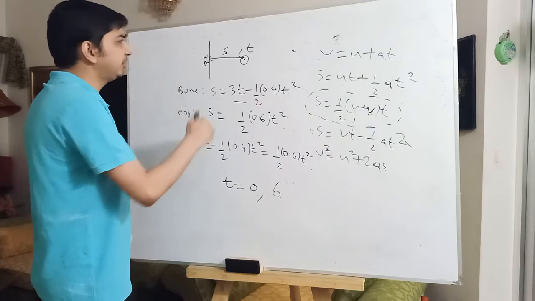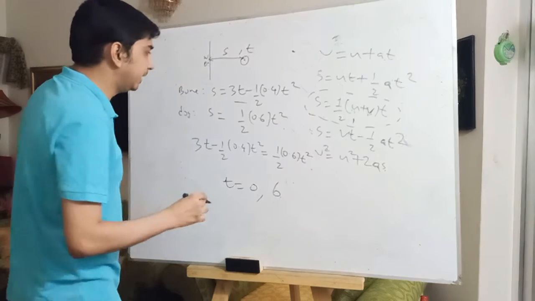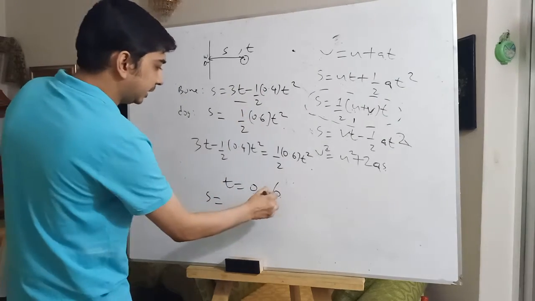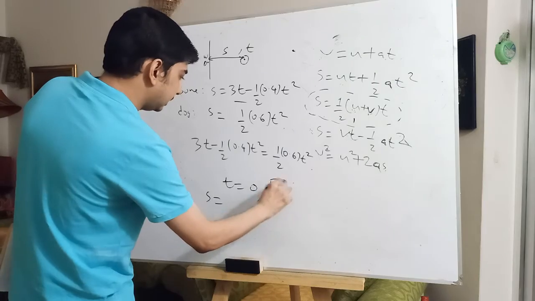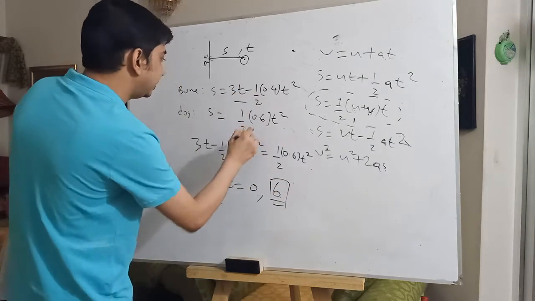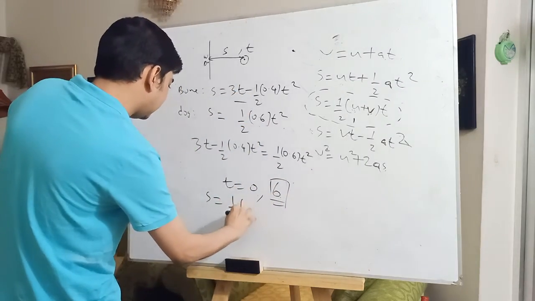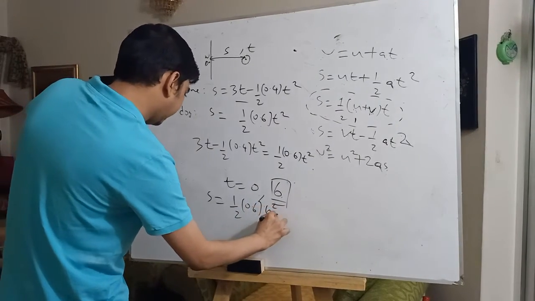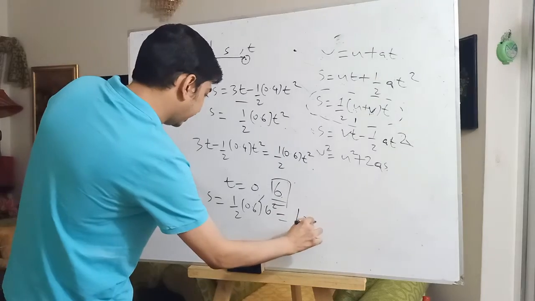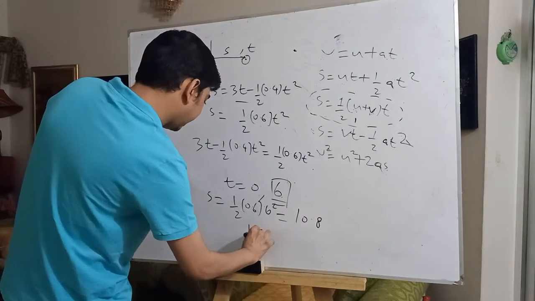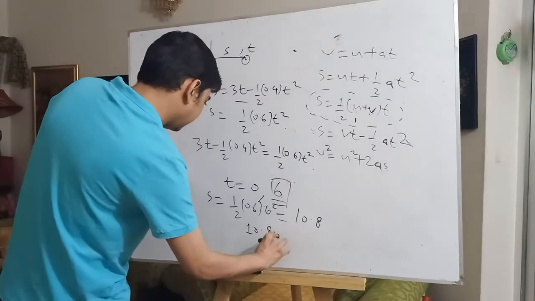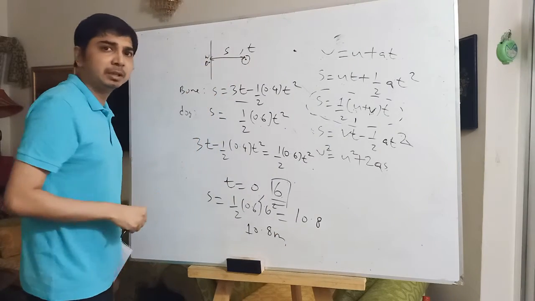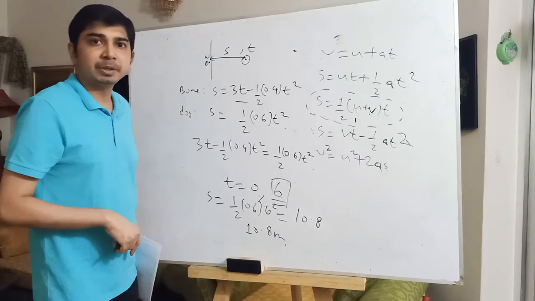But the question is asking for the value of S. So in order to find S, we can put the value of t, that is this one, in any one of the equations. So let me put it here, half 0.6 times 6 square, and the value will be 10.8. So the answer is 10.8 meters. That is the distance from the bank where the dog catches the bone.